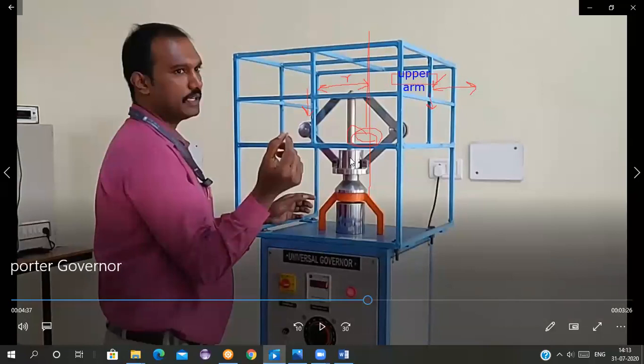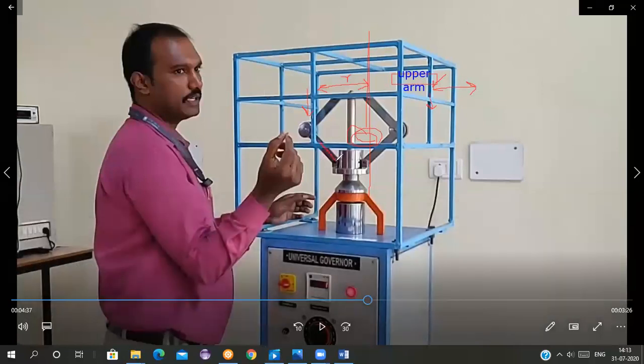As it moves outward, it will pull this lower sleeve. It will also pull this sleeve, so this ball will be moving a little bit upwards. Because it is being pulled, this sleeve will also be lifted, because the lower arm is getting lifted.